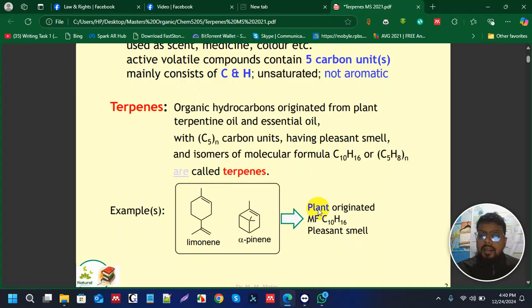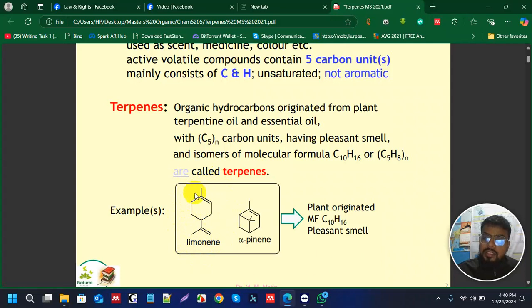If I share an example of terpenes, we can say limonene. Actually, if you'd like to count the total number of carbons in this specific compound, it is 1 2 3 4 5, and again 1 2 3 4 5. That means this limonene is an example of terpenes, and it contains two isoprene units.